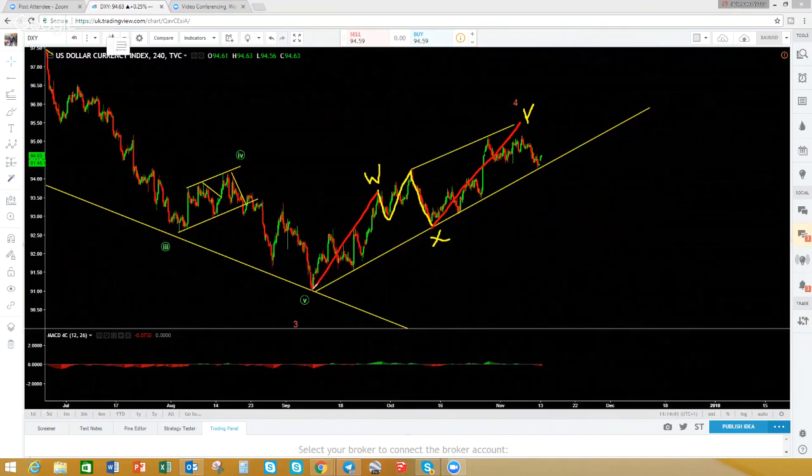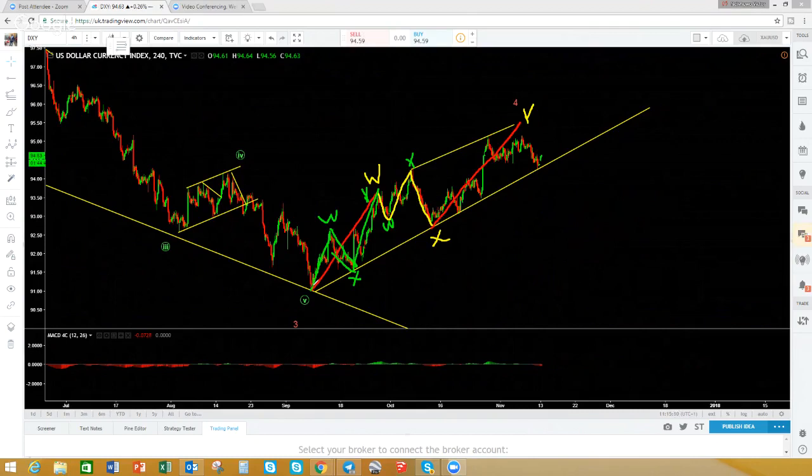So lower degree, you get another 1. You get another corrective structure here. And then you get a 3. What does that give you? It gives you a W, X, Y in green. There we go. So if you were to continue labeling in the lower degree, this will also be a WXY in green. I'm not going to put in a Y there, but you have a Y as well.